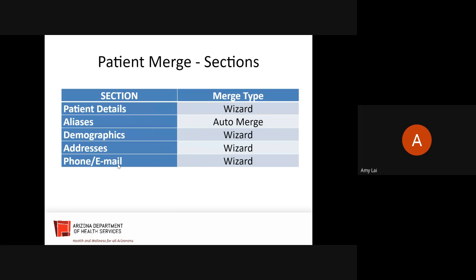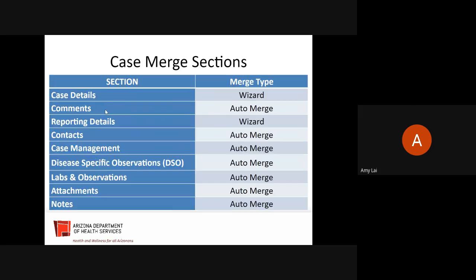So now you have an idea how MEDSIS merges the data. This is just to give you an idea of how MEDSIS treats each section. For person record, most of them are wizard, which means that the user can actually go in and choose what information they want to keep. And alias is a table, so it just automatically combines the two.